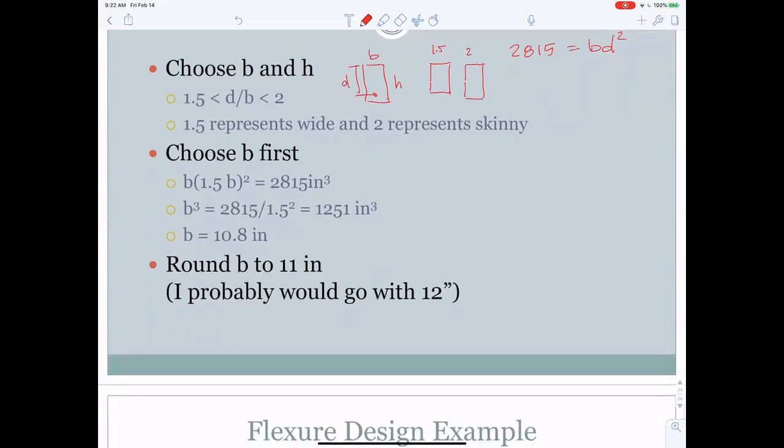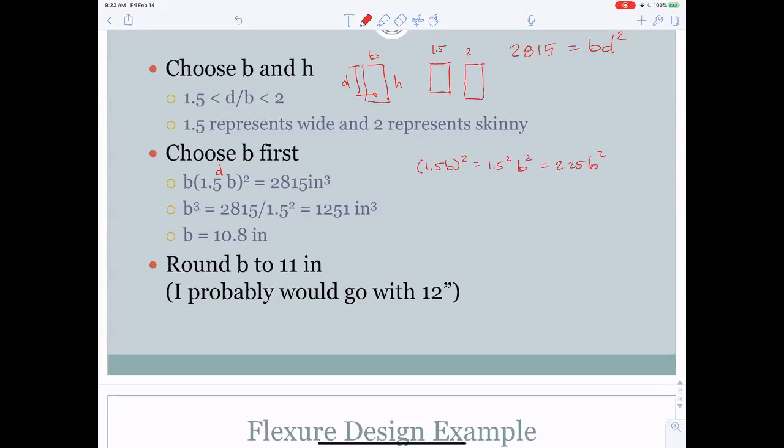I'm always worried the steel won't fit when we get all done, so I tend to choose the 1.5, but it's up to you. And so BD squared, so I'm going to do B times 1.5B squared, and that has to equal 2815. And so don't forget that 1.5B squared is 1.5 squared B squared. And I've done this so many times. 1.5 squared is 2.25.